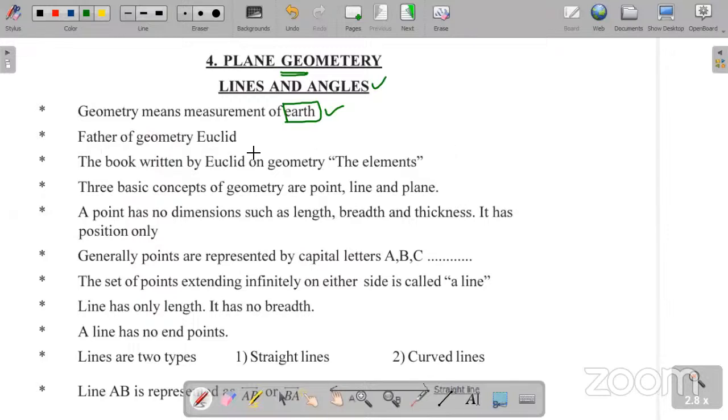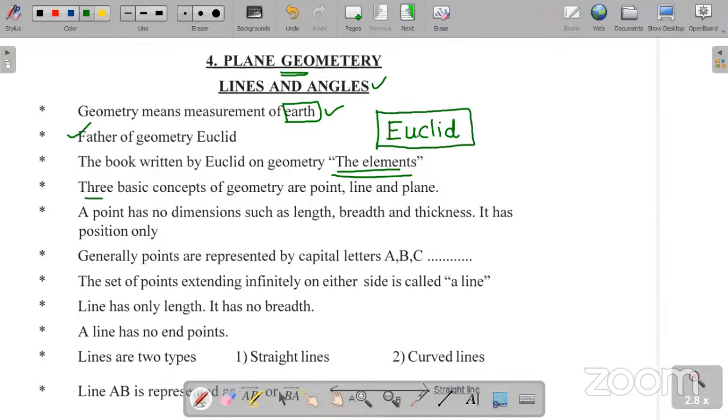So who is the father of geometry? The father of geometry is Euclid. This is also called Euclidean geometry. Euclid is known as the father of geometry. The book written by Euclid on geometry is the Elements. The Elements was written by the mathematician Euclid.